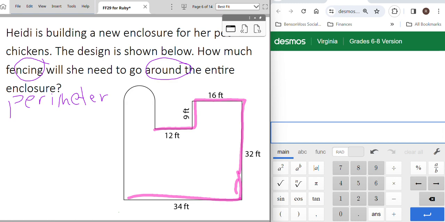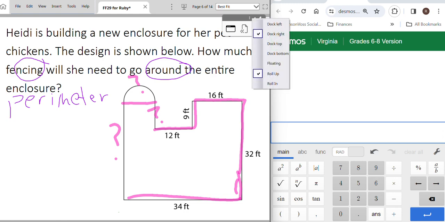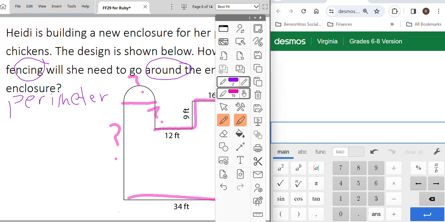But we also have to find this side here, and we need to find the circumference of a semicircle. So we're missing some parts. So I'm going to come over here to the calculator and we're going to work on some things to see what we can find. So let me go back to my pen in case I need to write something.